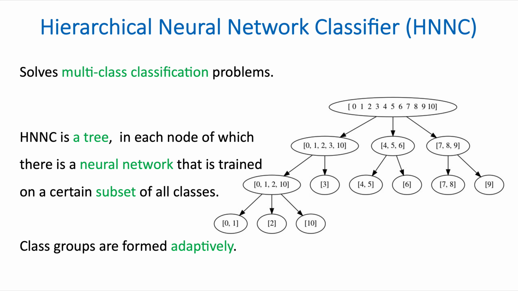Hierarchical Neural Network Classifier, or HNNC, solves multi-class classification problems. It is a tree, in each node of which there is a neural network that is trained on a certain subset of all classes, and class groups are formed adaptively. On the right side you can see the image of the tree obtained during training of the hierarchical neural network classifier. In each node there are grouped classes.